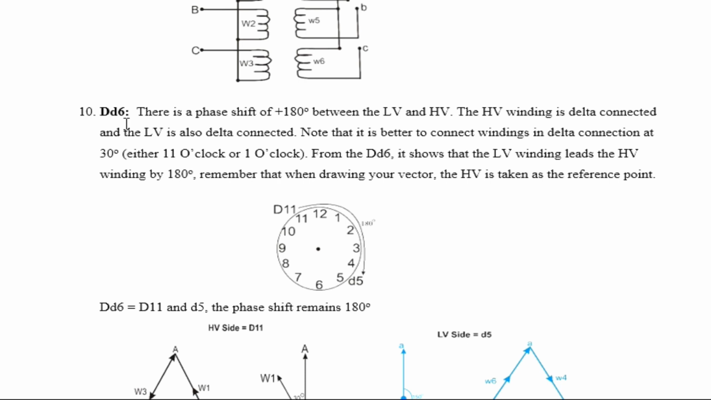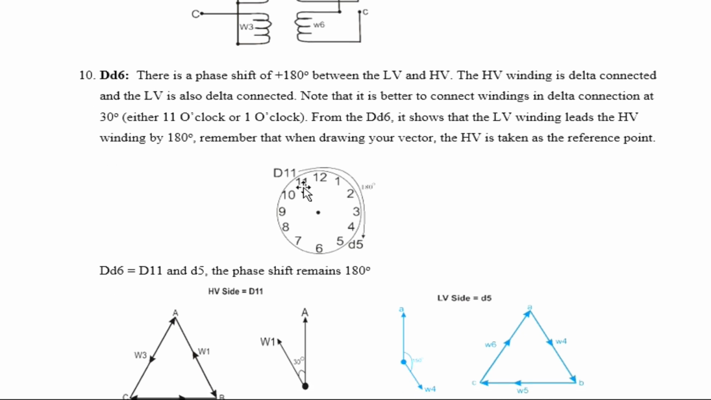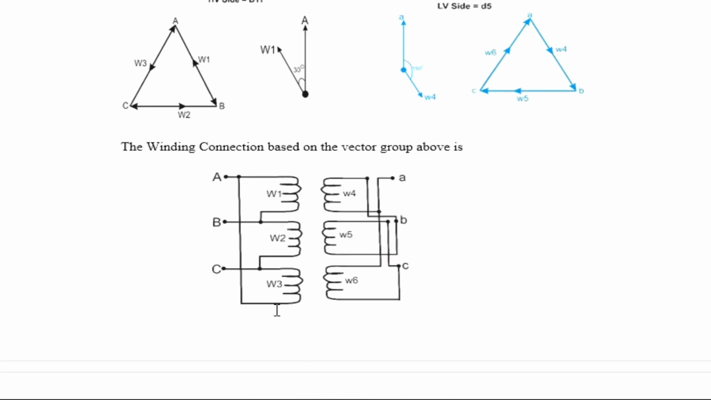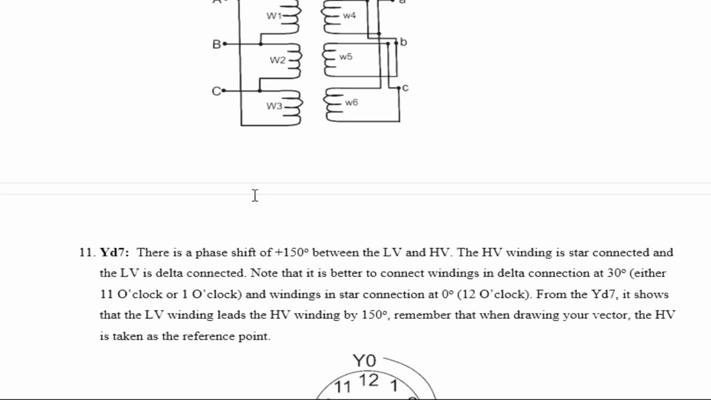Then the next one is DD6. DD6 means that the high voltage is delta, the low voltage too is delta, and they are on 6 o'clock, which is 180 degrees apart. So your D, you must start from 11 or 1 o'clock. So when we put our D on 11 o'clock, you will see that we have 1, 2, 3, 4, 5, 6. So this is your D5. So DD6 means that your high voltage is D11 and your low voltage is D5. So you draw your D11 here, you draw your D5, and this is how the winding connections will be.